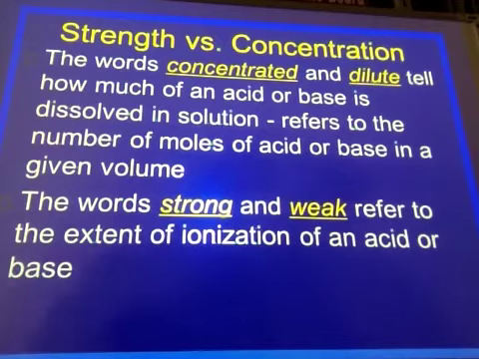But this is different than what we call a strong acid or a weak acid, because strong and weak acids are dependent on the ionization of that acid or base. If I have a complete dissociation, a complete ionization of my acid or base, that is a strong acid or a strong base. But if it doesn't completely ionize, if I get only a few ions present in my product, that means that I have a weak acid or a weak base.